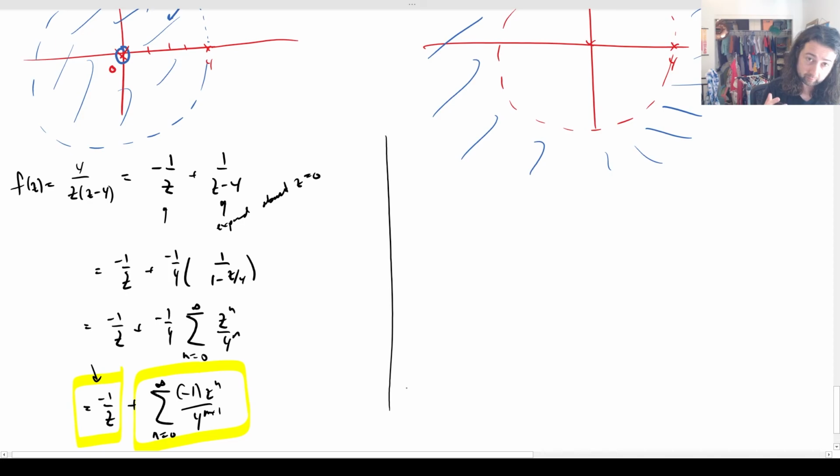The trick to do this on the other annulus is to notice that all of the z values are actually in modulus larger than 4. So the modulus of z is bigger than 4 on this annulus. And so that means that I can't use the geometric series like I did over here, because z over 4 would have modulus bigger than 1. So I'm going to flip this over. I'm going to use the fact that 1 is bigger than 4 over the modulus of z.